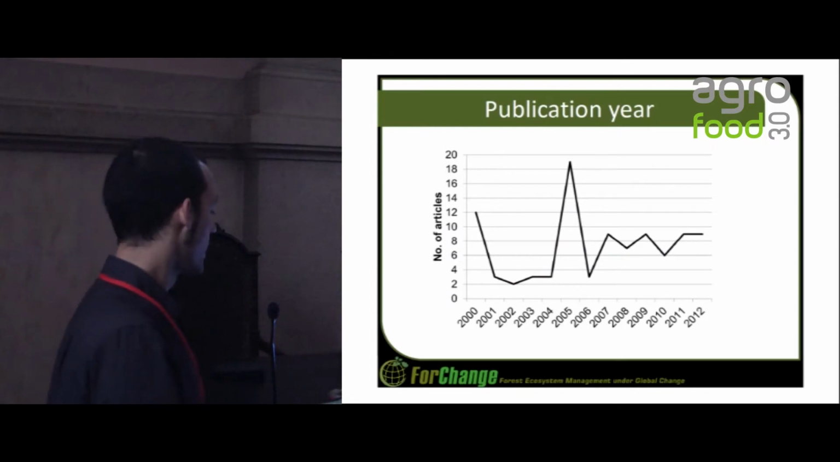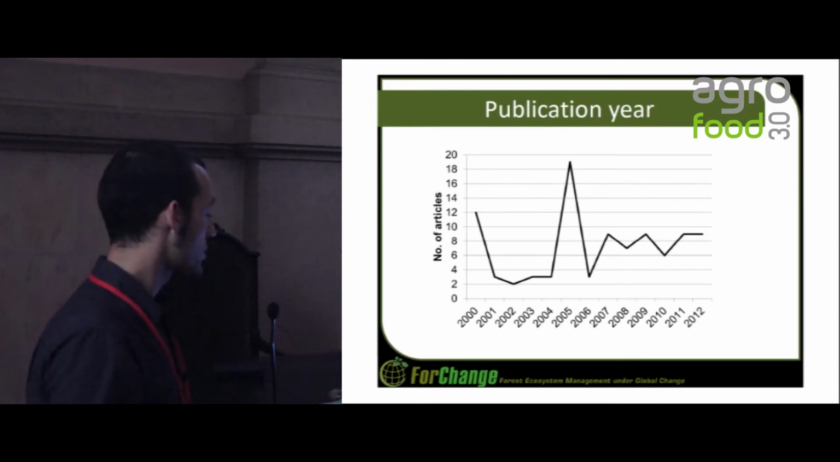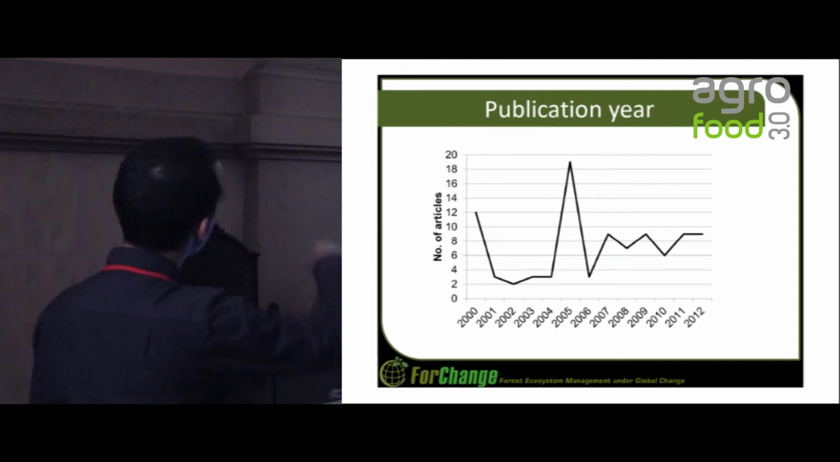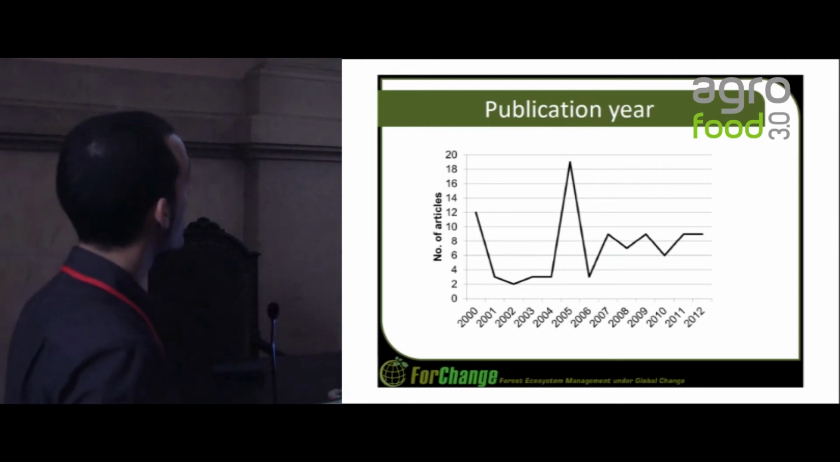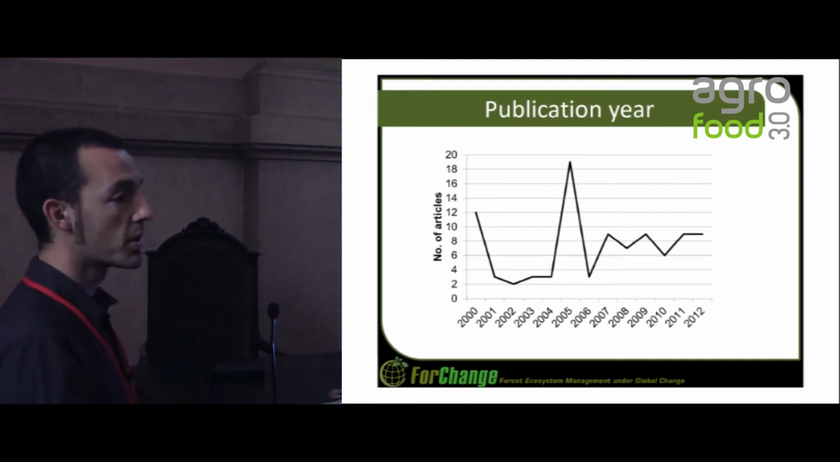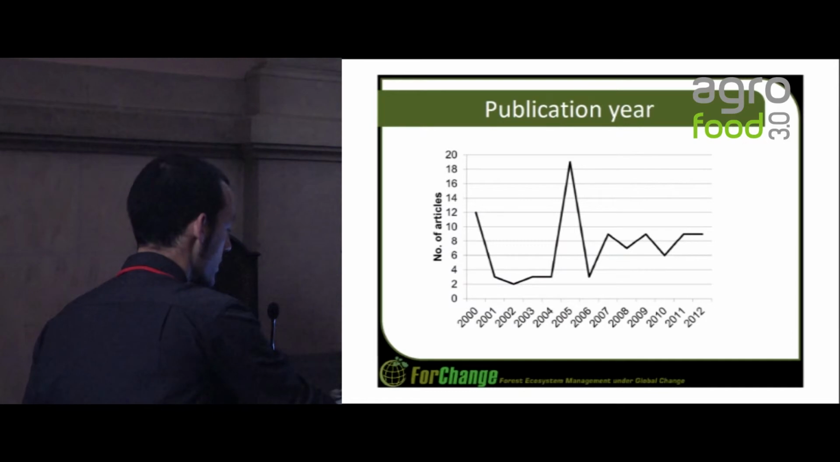that were analyzed more in depth, and then this is the distribution of these publications over years, and you can see this peak here between 2004 and 2007, and this was because there were several special issues about decision support systems and models.